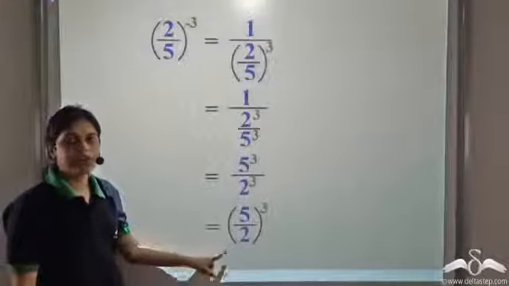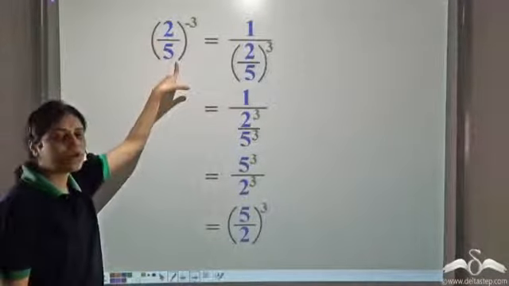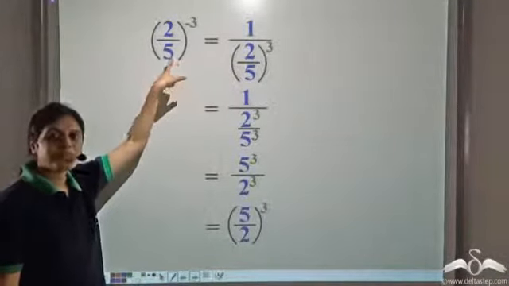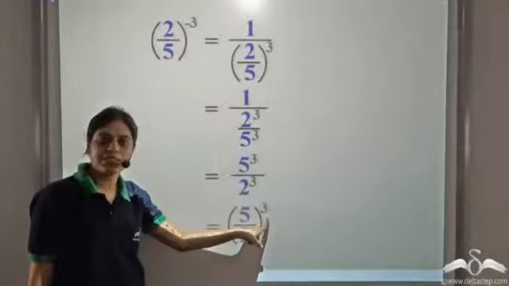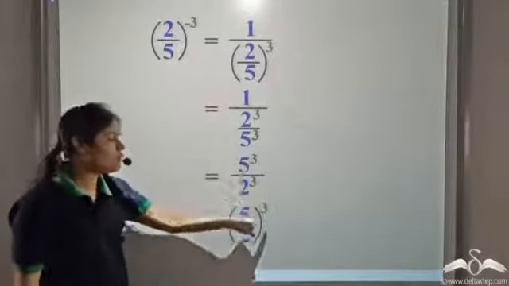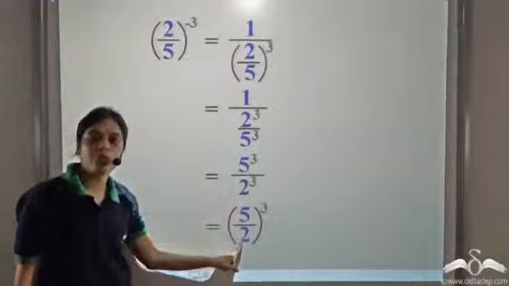If you observe carefully, you will find that 5/2 is the reciprocal of 2/5. Also, this negative 3 becomes plus 3. So the sign of the exponent changes and the base becomes reciprocal.